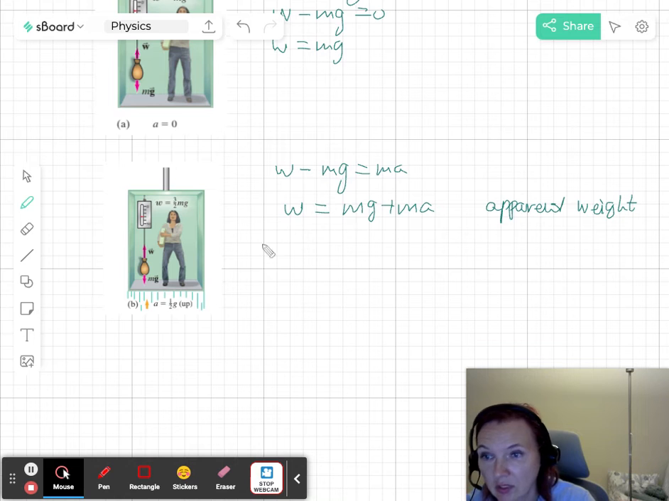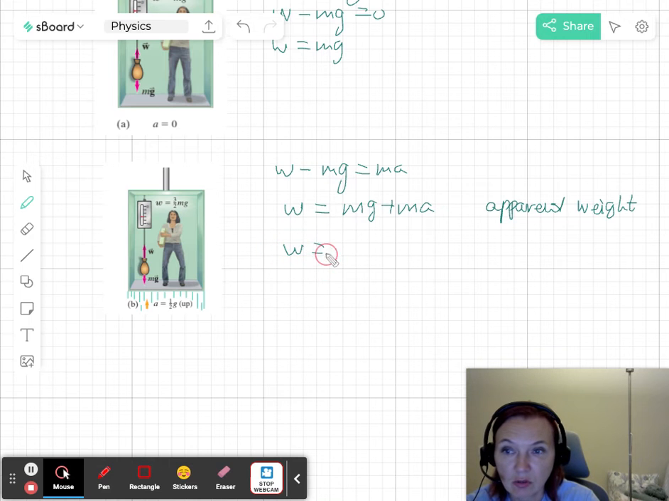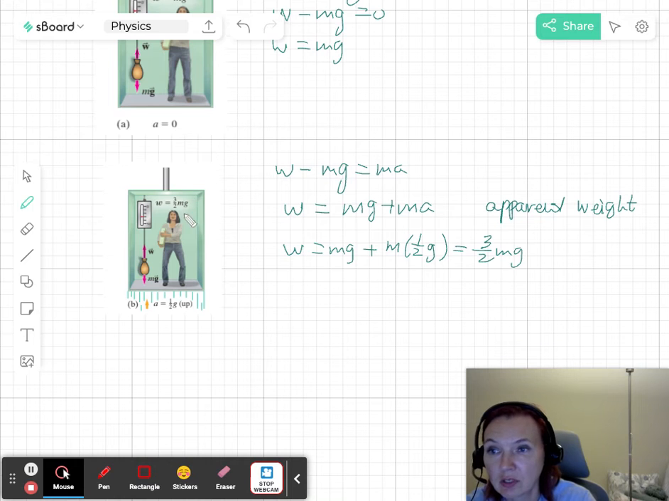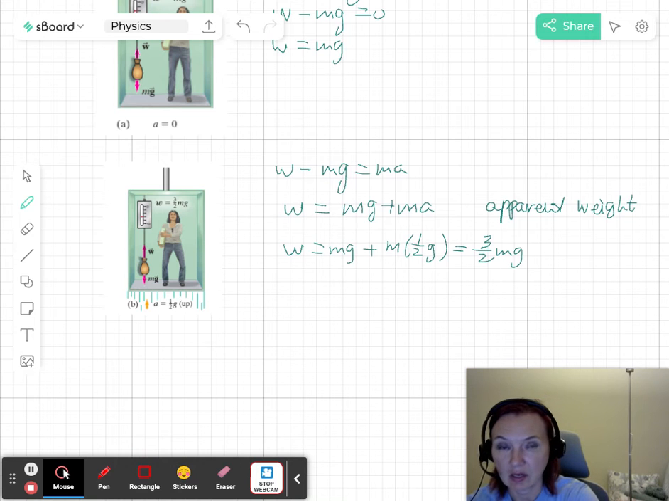Now here's an example. On this diagram you can see that, for example, a equals 1/2 g. So in this case the weight is going to be equal to mg plus m times 1/2 g. So we end up with 3/2 mg. So that's what we see over here. Weight is 3/2 mg, which means that the scale is going to read 1.5 times more than the actual weight of the bag.